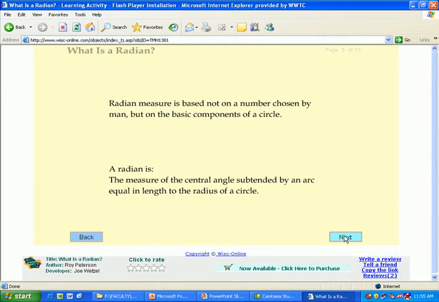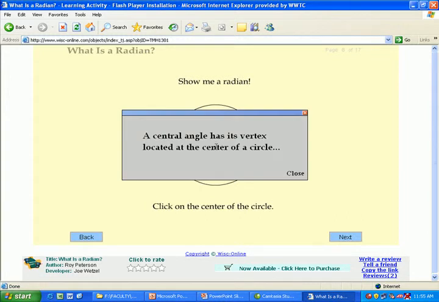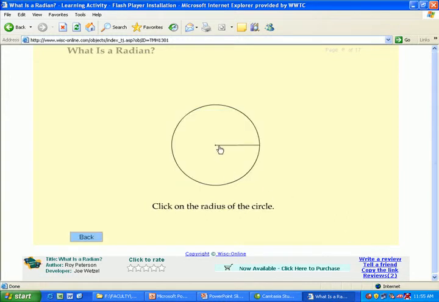Radian measure is based on properties of the circle. For example, first of all, this is what a radian is. If you take a radius, which is, of course, the distance from the center to the outer edge of the circle, and we use that radius and another radius to form an angle such that we take that radius and we're going to wrap it around the outside of the circle.